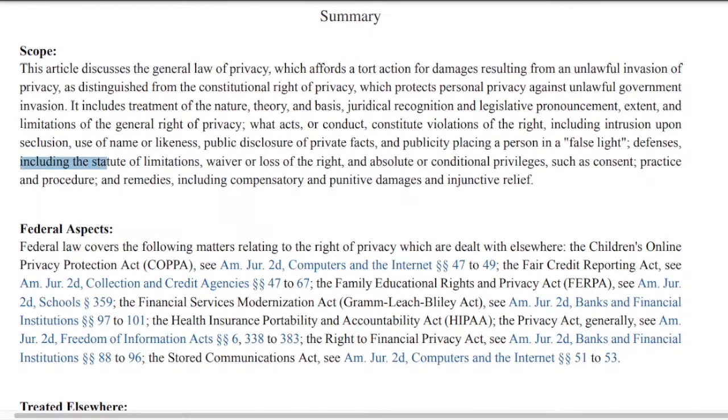Defenses, including the statute of limitations, waiver or loss of the right, and absolute or conditional privileges, such as consent, practice and procedure, and remedies, including compensatory and punitive damages, and injunctive relief. So we're going to be covering a lot based on the general law of privacy. We're not going to be focusing much on governmental intrusion. That will be treated elsewhere, which we'll get to.